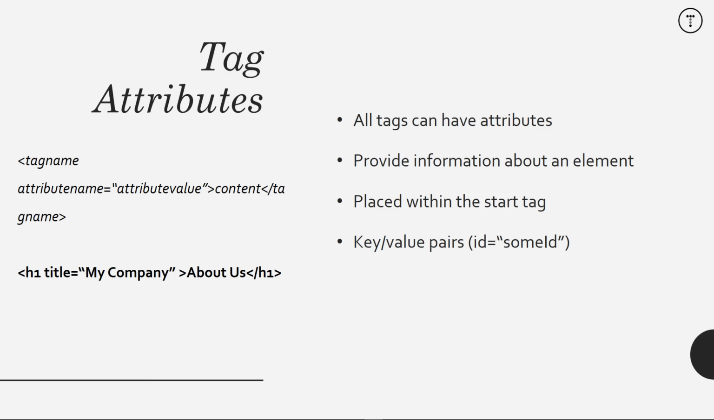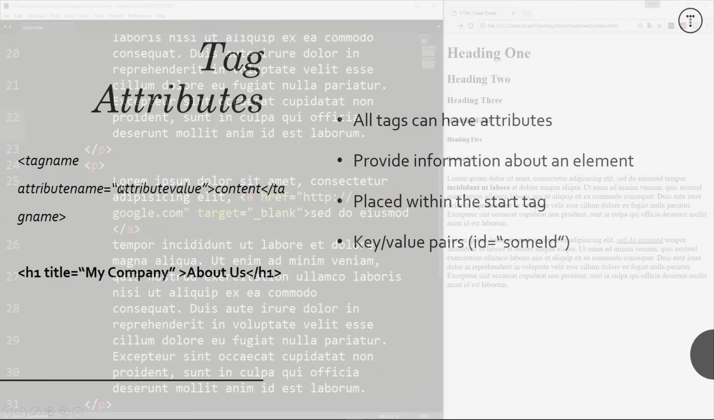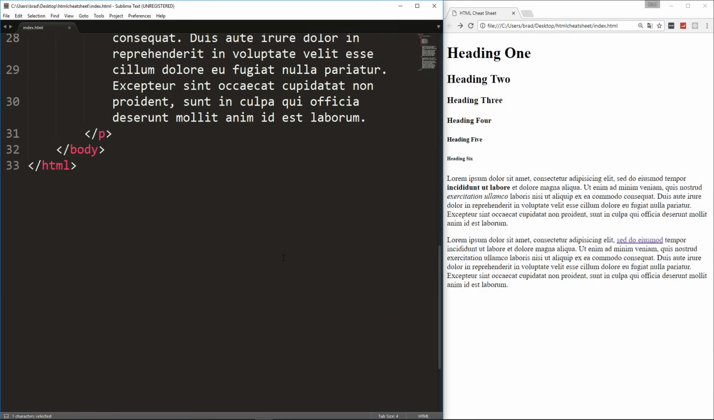All right, now attributes are always placed at the start tag, and they're always formatted as key value pairs. Okay, the actual attribute itself, such as href or target, as we saw, that's the key, and then whatever the value is. All right, so we have the attribute name or the attribute key, and then the value. Now the value is always going to be in quotes. You can use double quotes or single quotes. I would suggest double quotes because that's usually what's used. That's most popular.